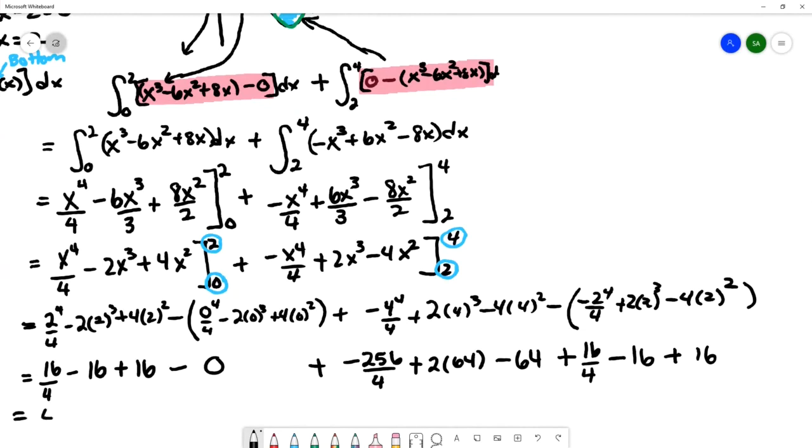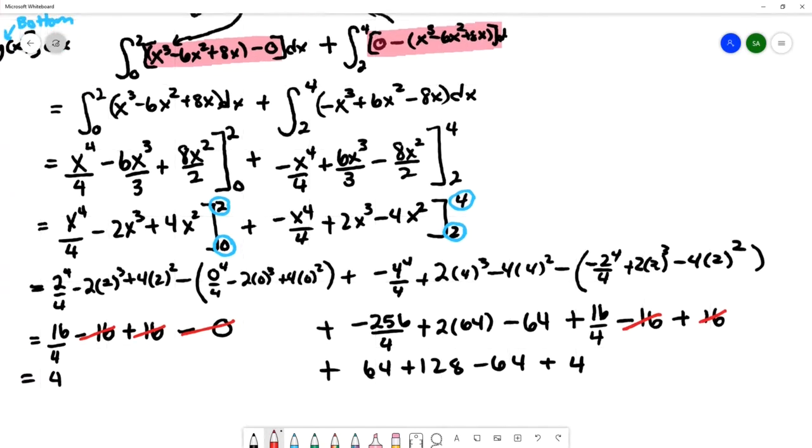16 over 4 is 4. I notice that I have a minus 16 and a plus 16. The 0 we don't need to write down anymore. Got 256 divided by 4. That's 64, so plus 64. 2 times 64, 128. Minus 64 plus 16 over 4 is 4, and I have another minus 16 plus 16 that cancels out.